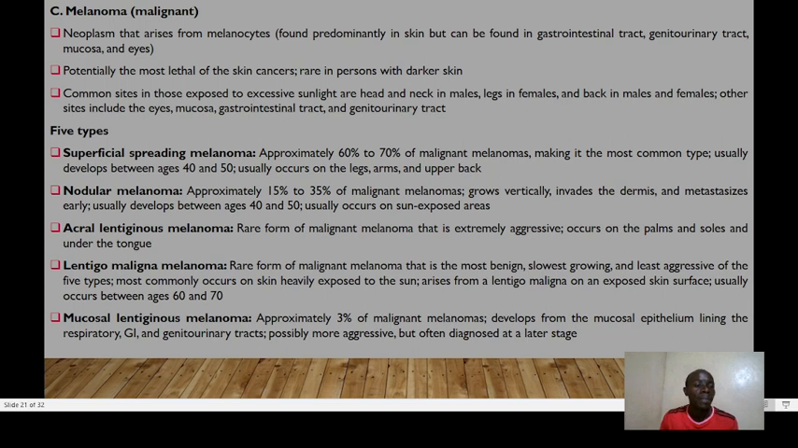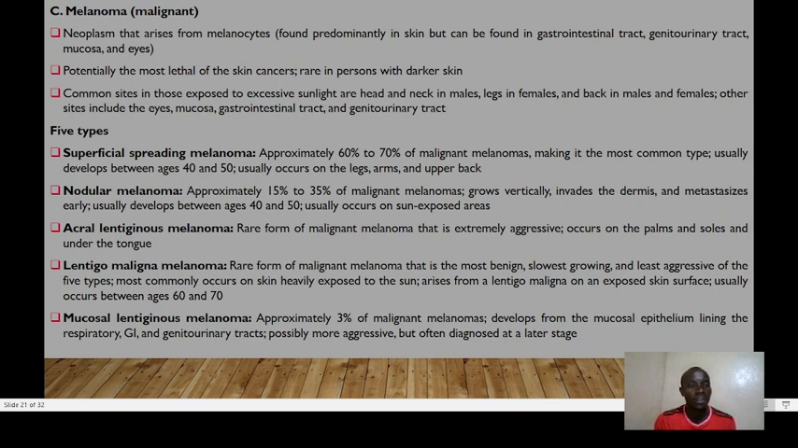All right. Another common condition is melanoma. This is a malignant skin cancer. This neoplasm will arise from the melanocytes. These are found predominantly in the skin, but can be found in the gastrointestinal tract, genital tract, mucosa, and also the eyes. It is potentially the most lethal of the skin cancers, and it's rare in persons with darker skin.